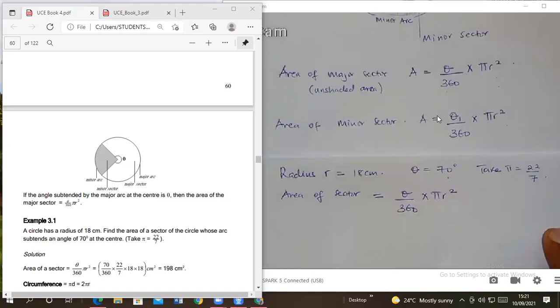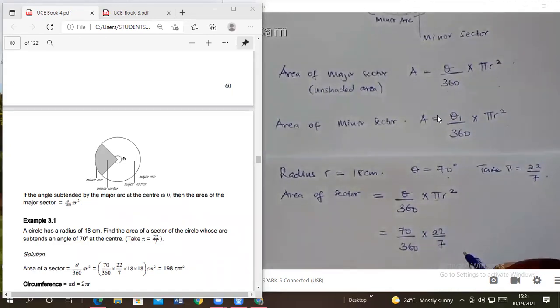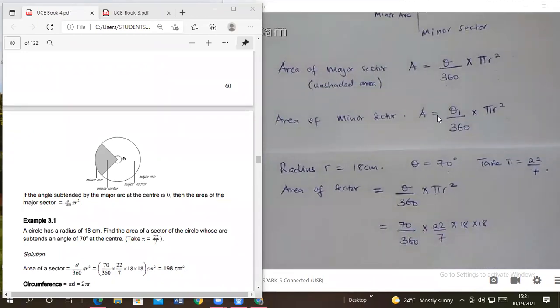So I'll substitute and we say 70 out of 360 times pi, but our pi is 22 out of 7, then times the radius, 18 squared, which means 18 times 18. So when you cancel this and this, you get 10, isn't it? Should we continue canceling? Are you ready?